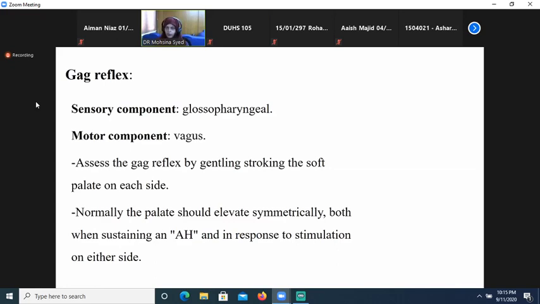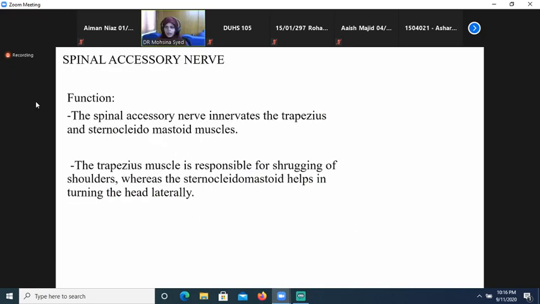Okay. Then one more thing, we will check for the cough reflex. We ask the patient to cough and check for the normal cough. We will see that the quality of cough is normal, shouldn't be weak, and any bovine quality. So we will look for it. Then we will proceed to the accessory nerve examination.